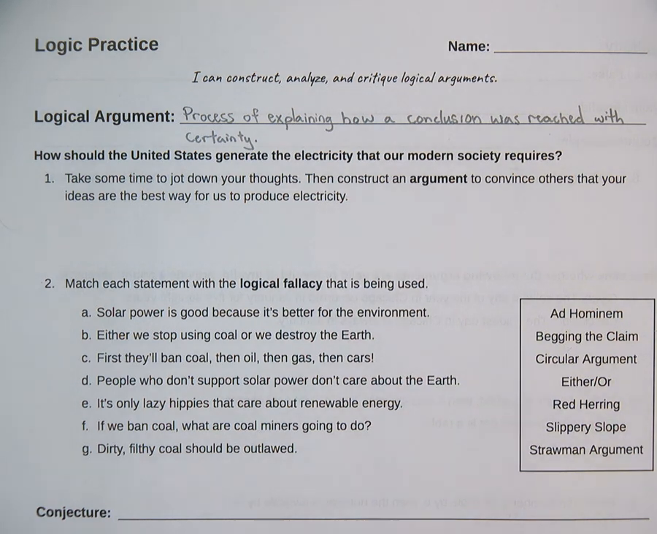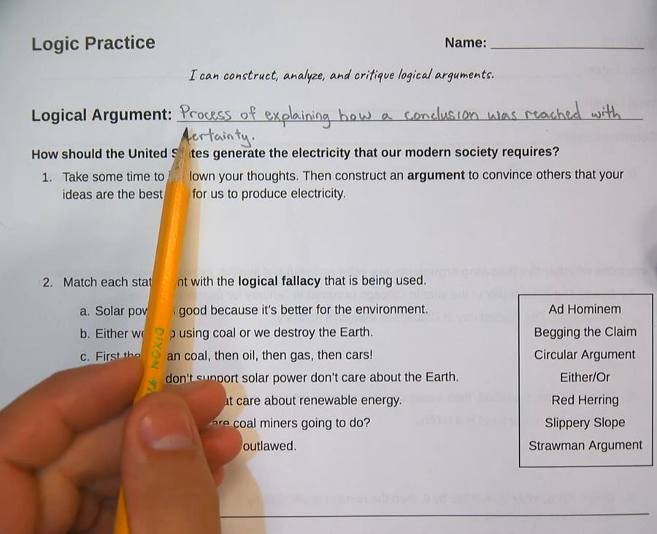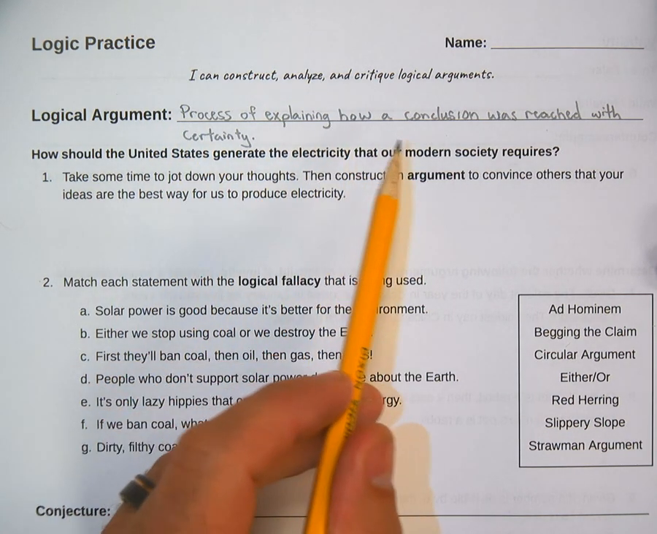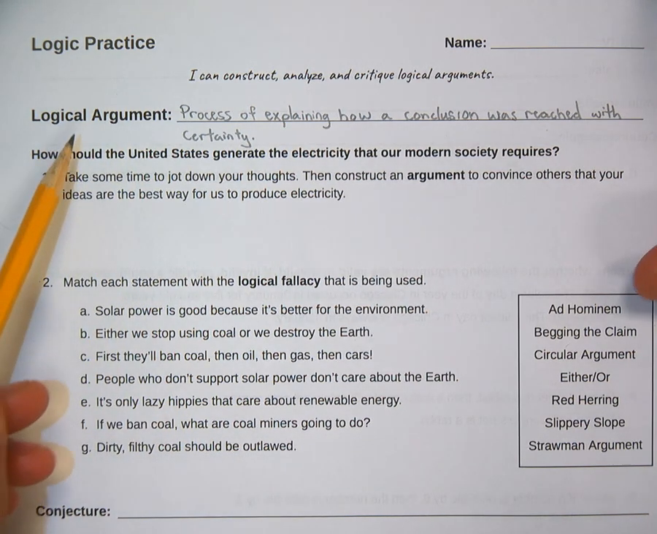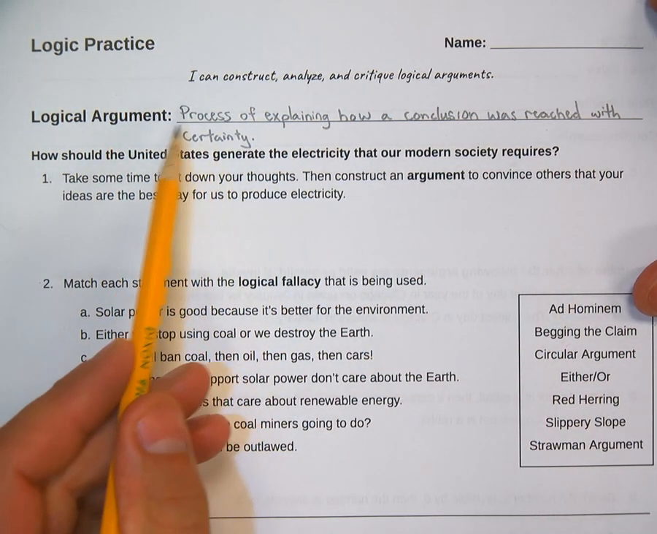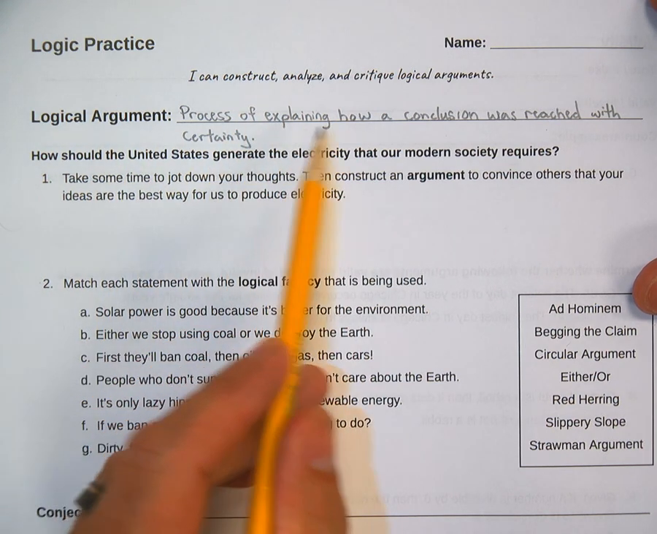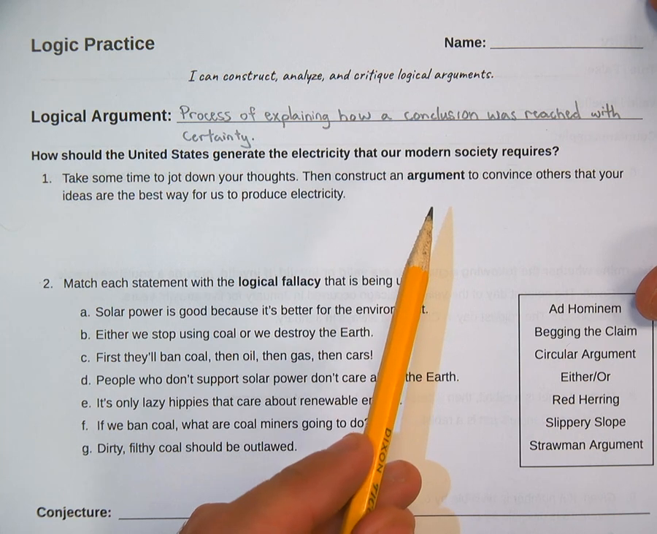So as we start into phase two, we're going to be doing a lot of work with logic this unit. So I thought it'd be good to start out with a definition of what a logical argument actually is. It's the process of explaining how a conclusion was reached with certainty. That's different than just a normal argument, which would take off the last two words, where an argument is just the process of explaining how a conclusion was reached. So not necessarily with certainty in an argument.